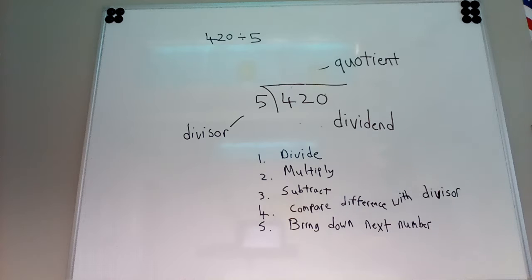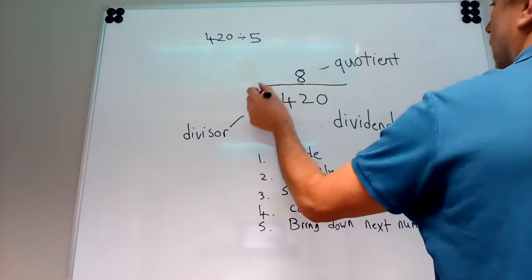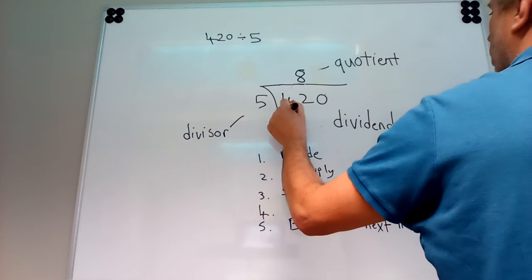So I go 5 times 5 is what, 25. Well, I can probably go bigger than that. 5 times 6 is 30. 5 times 7 is 35. 5 times 8 is 40. 5 times 9 is 45. Oops, that's too big. Okay, so 9 would be too big. 5 times 8 was 40. So it's going to go 8 times. So 8 times 5 is 40.